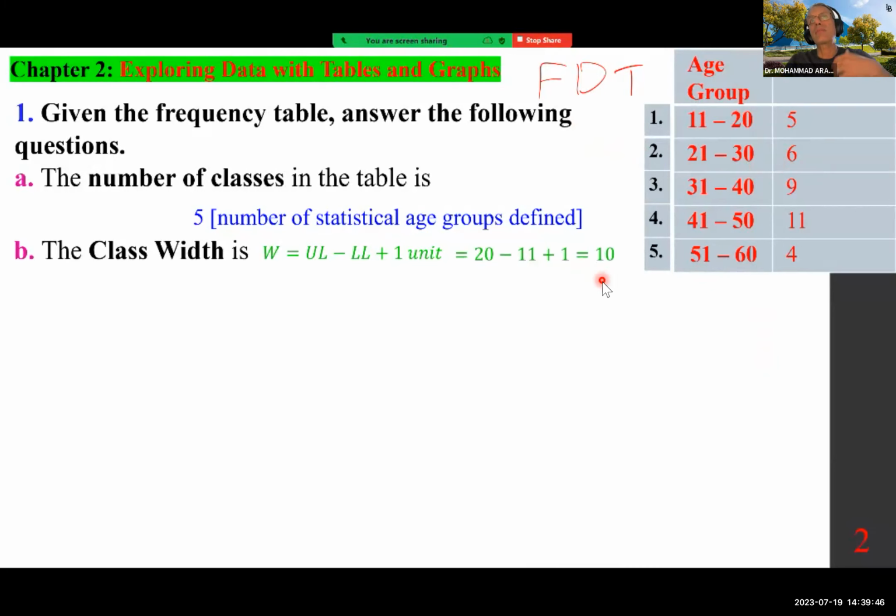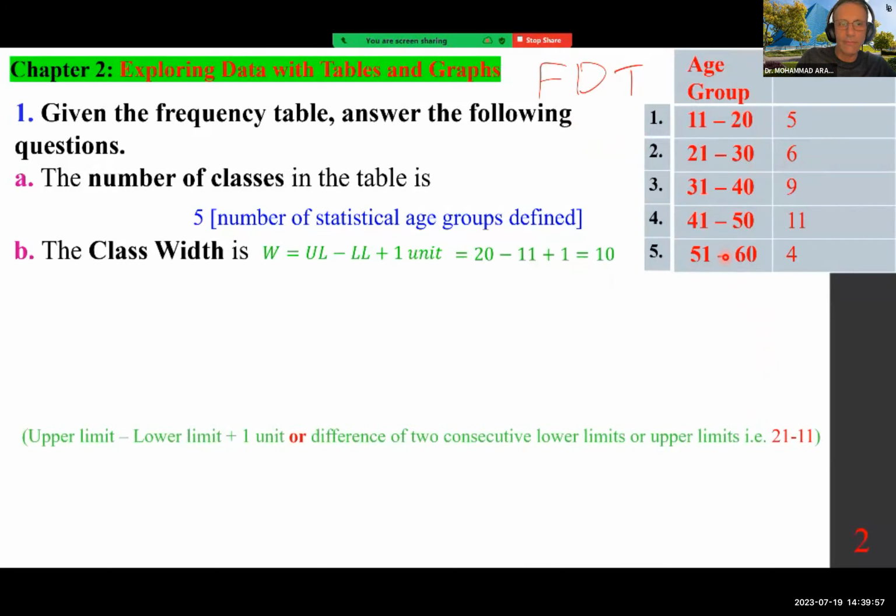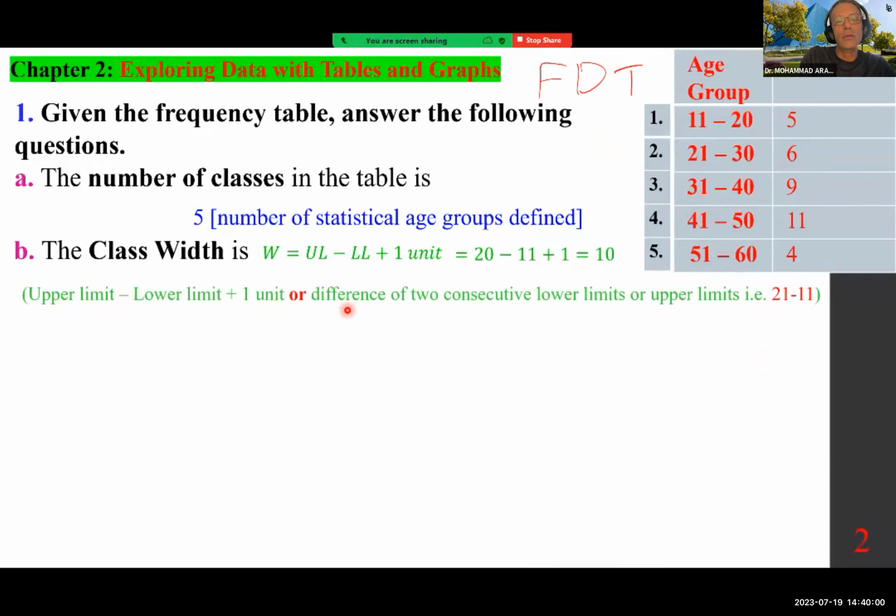Because the units may be 1, maybe 0.1, maybe 10,000. So 1 unit. That's one way to do it. The other one is that, so this is the formula I gave you, or the difference of 2 consecutive lower limits or upper limits. For example, if you look at this one, 21 minus 11, these two. If you look at these two, 51 minus 41. If you look at these two, 50 minus 40. Just pick any 2 consecutive lower limits or upper limits. So the answer is 10.